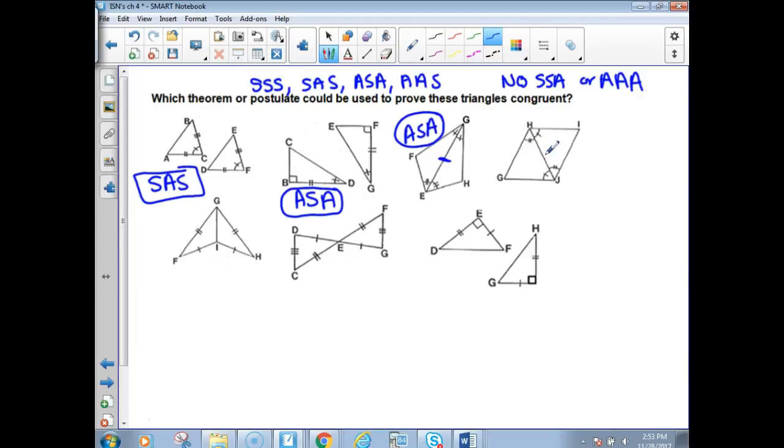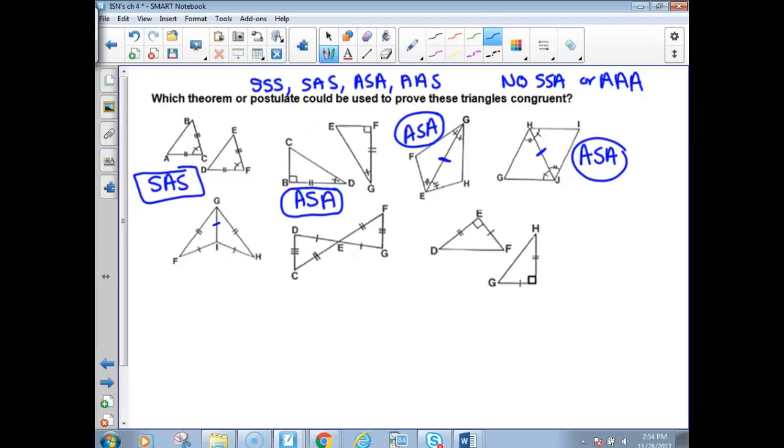Isn't the next one also? Yep, we've got a shared side between them. You have an angle and an angle, an angle and an angle, and the side smushed between the angles. Another ASA. Wow, that's a lot of ASAs in a row. Okay, I don't know why we didn't have any AASs, but we didn't.